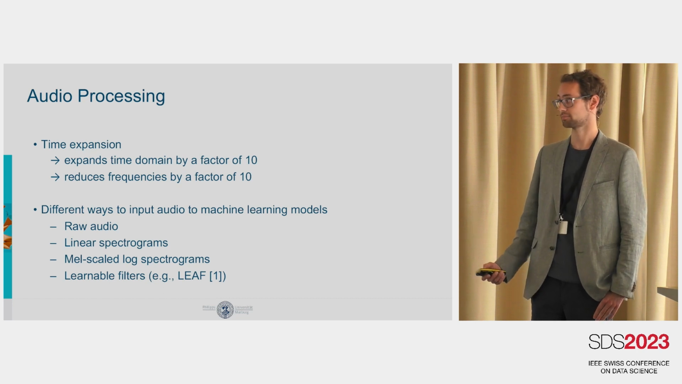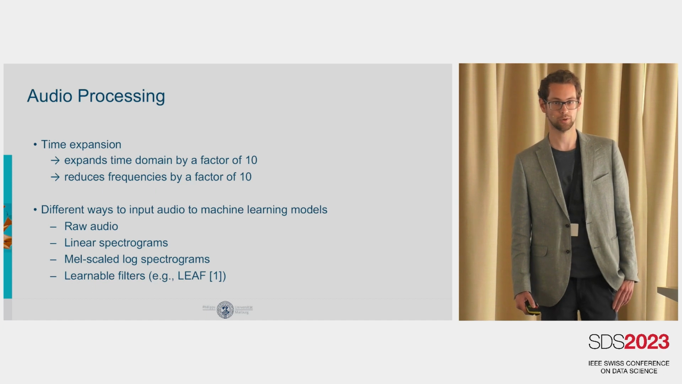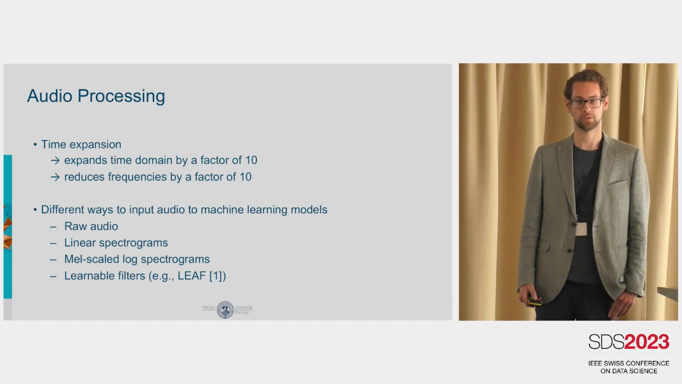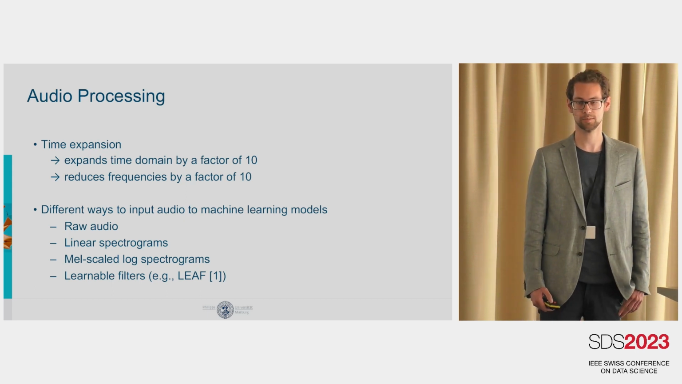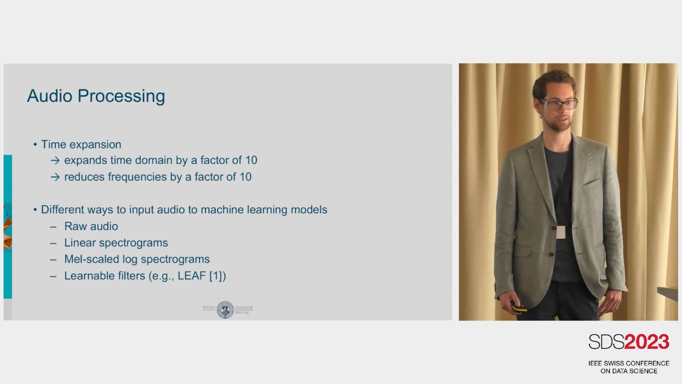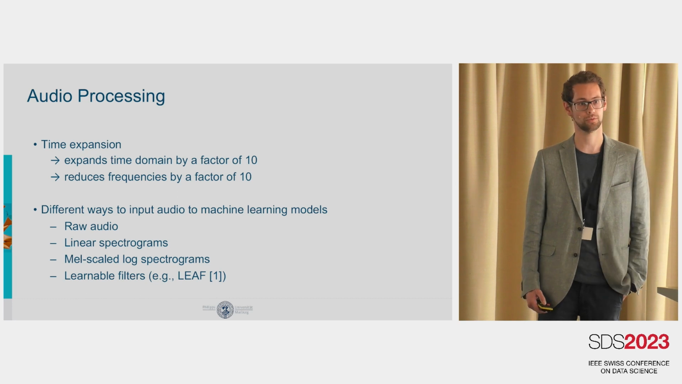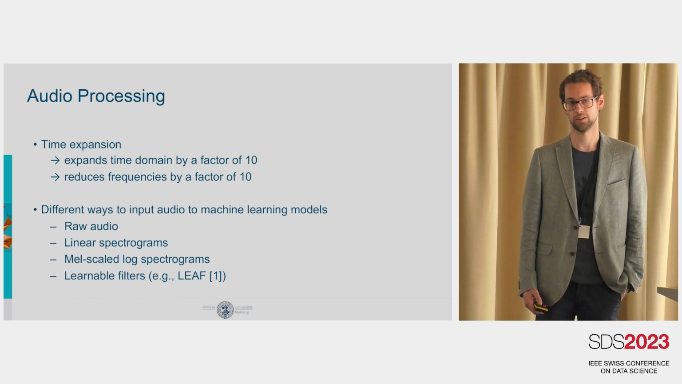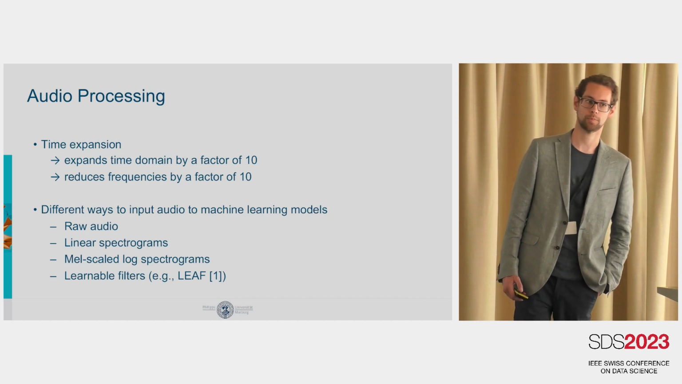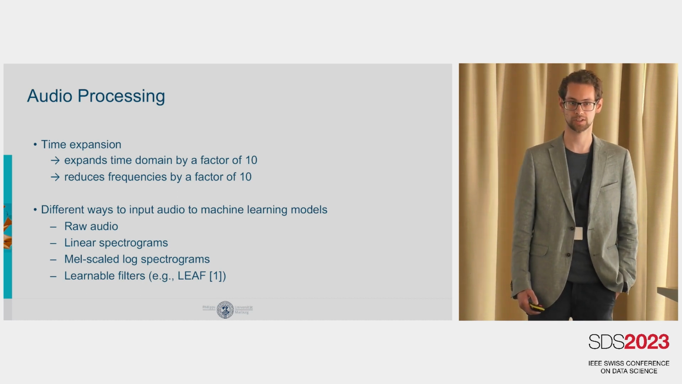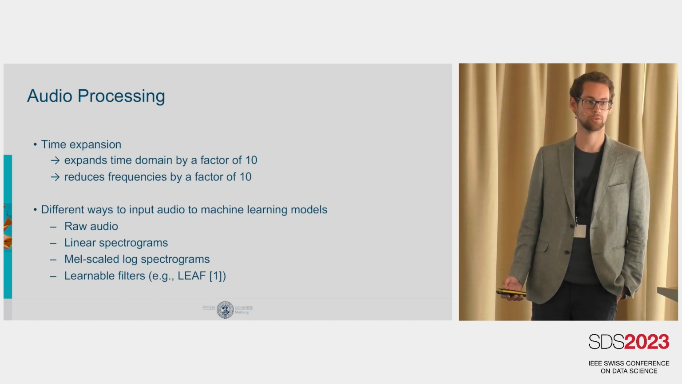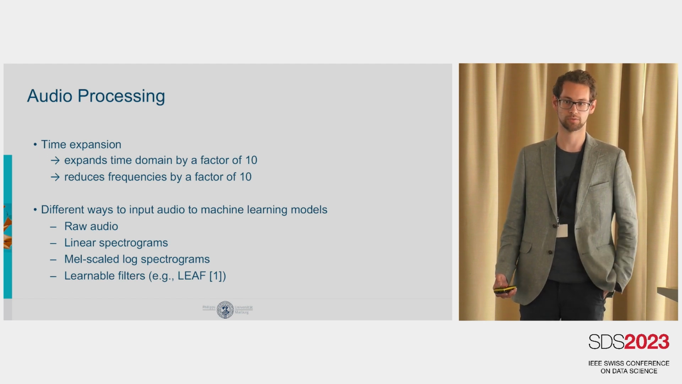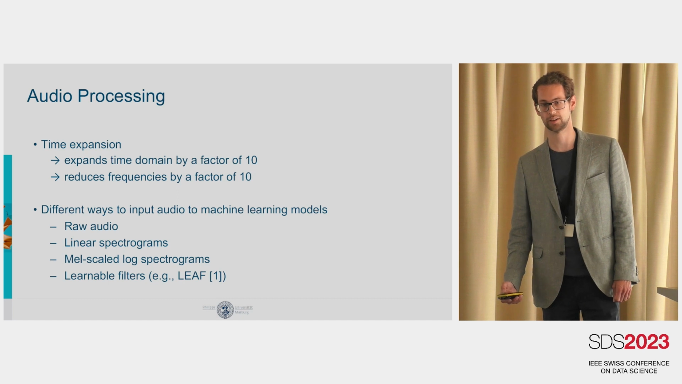On the other hand, there are different ways to feed audio into machine learning models. First of all, we could just use the raw audio file. This is very elegant and simple. However, in the literature, we often find linear spectrograms that can be produced through a short-term Fourier transform, or even mel-scale log spectrograms, which are adapted to the human perception of sounds. And last but not least, we have learnable filters, like, for example, Google's LEAF. These approaches try to learn this transformation from the data rather than just using human-defined methods.